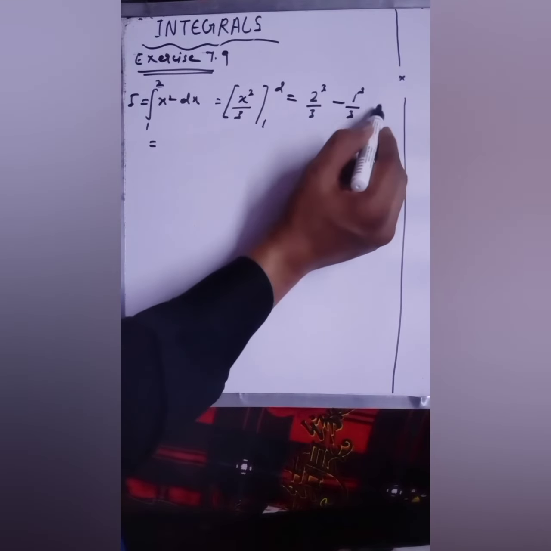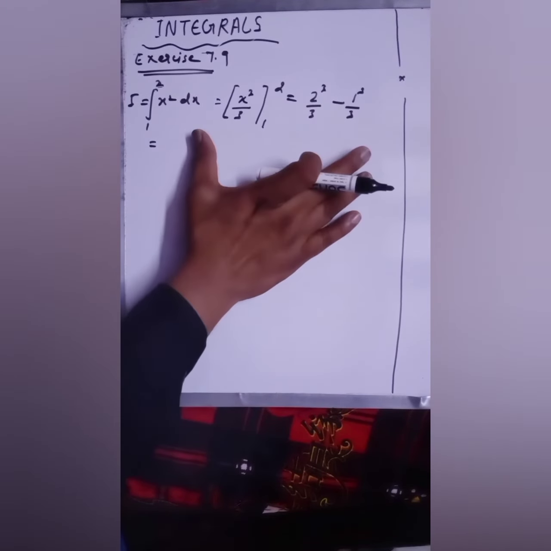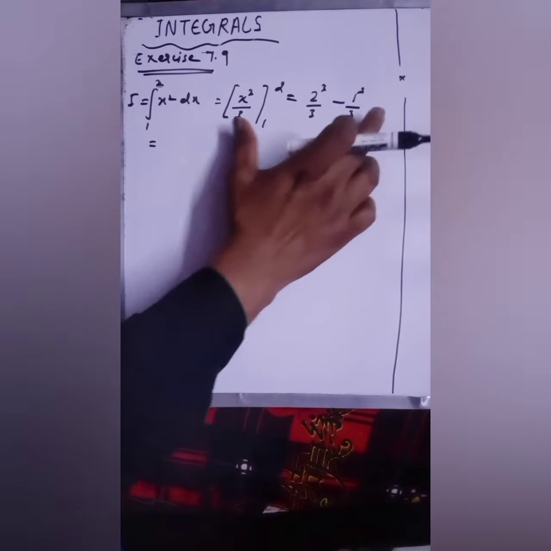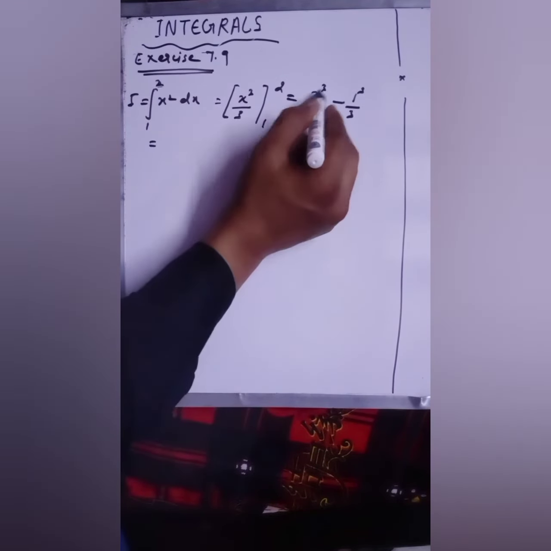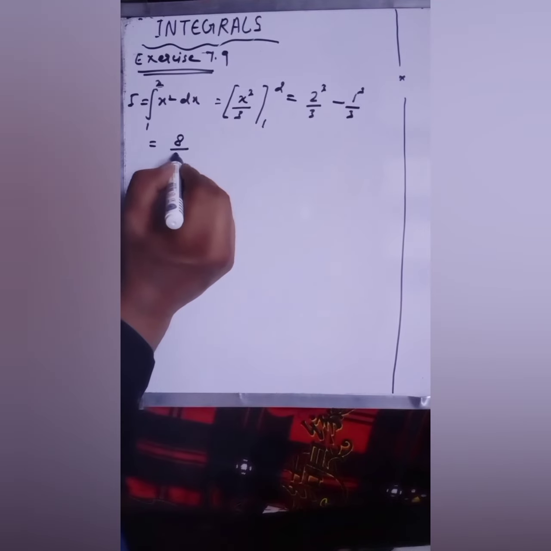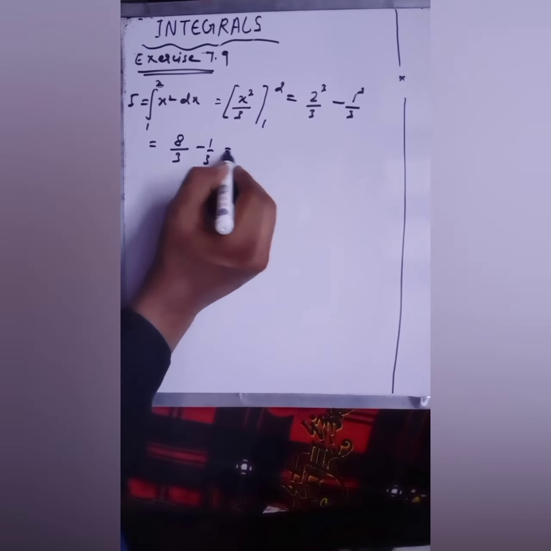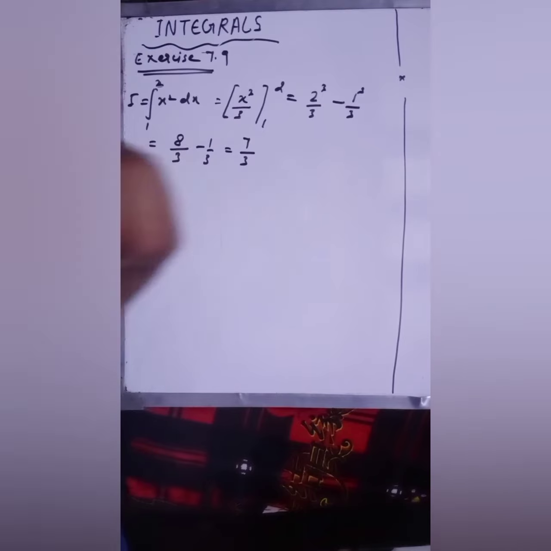So here there is no need to apply c because it is a definite integral. You do not need to add a constant, there is no requirement. So 2 cube is 8, 8 by 3 minus 1 by 3, so 7 by 3. So this is the required answer. Got it, children?